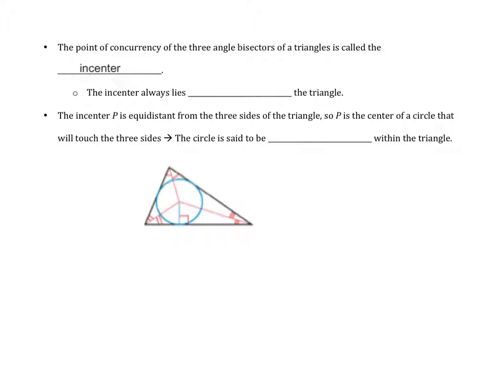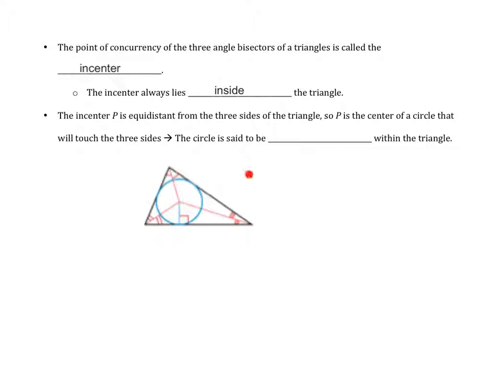The incenter always lies inside the triangle. I always just think incenter, inside. I would write that down in your notes. The incenter P is equidistant from the three sides of the triangle, so P is the center of a circle that will touch the three sides. The incenter would be like the center of a circle, and it is equidistant to the sides of the triangle. Therefore, those distances would be like the radius of a circle inside of here.